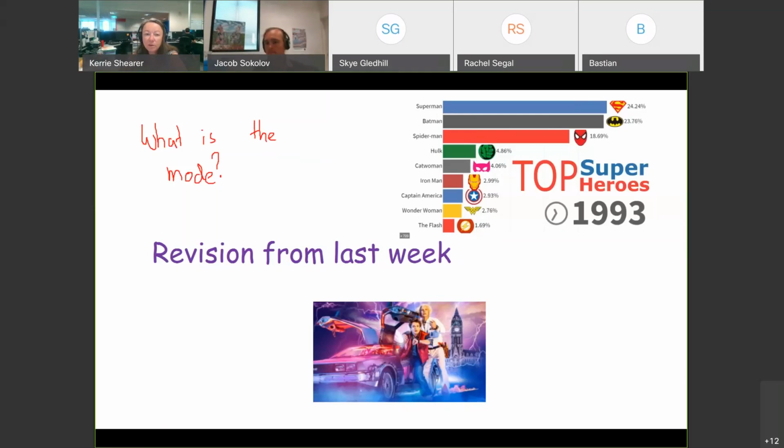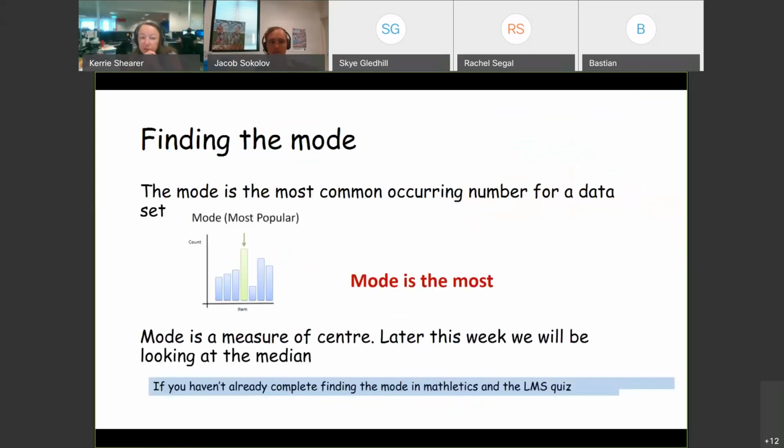Some people are looking at the top, at the heroes, which are probably a bit distracting. All right, so mode is the most. All of those people who said most, it's the most commonly occurring number. So in this case, this would be the mode because it's the highest amount. It has the most count.